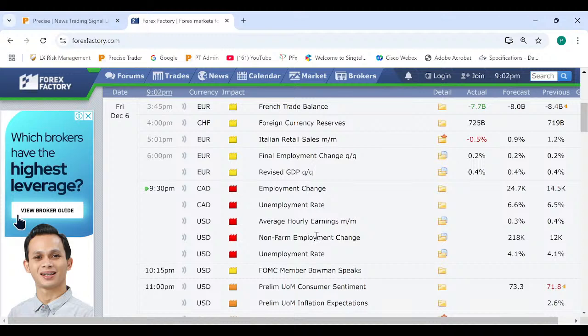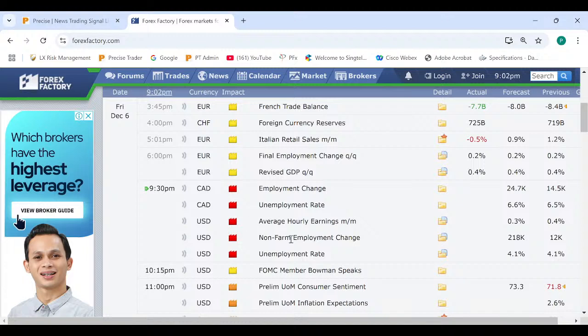Before we go into the trades in detail, let's look at the data that is going to be out. Today is a very important date because of non-farm payroll. In another 30 minutes, we get the Canadian employment change. The market forecast is 24.7, and the unemployment rate is 6.6. So if the data is better, meaning a higher employment change and a lower unemployment rate, then you can see the dollar CAD strengthening.